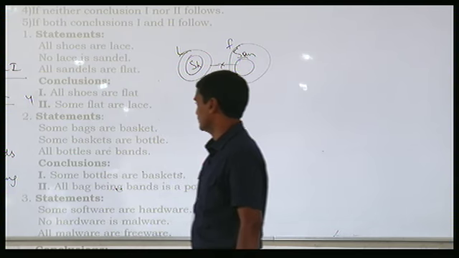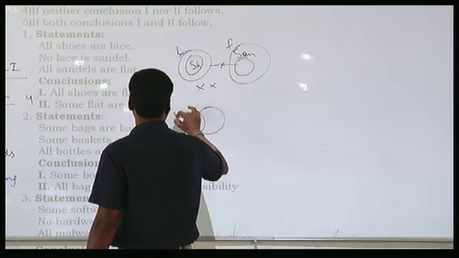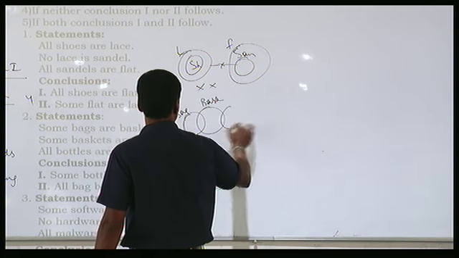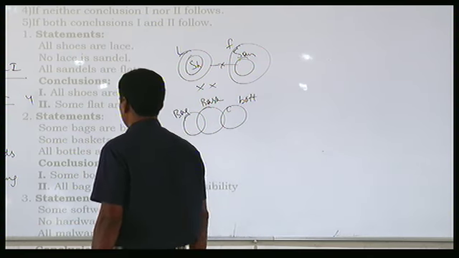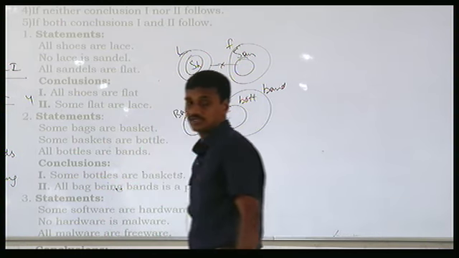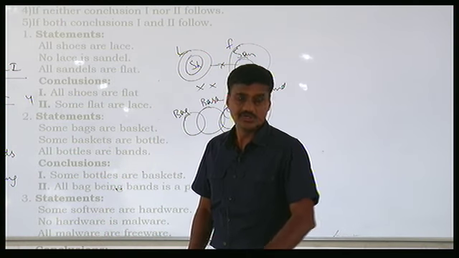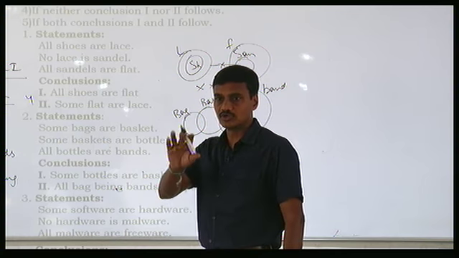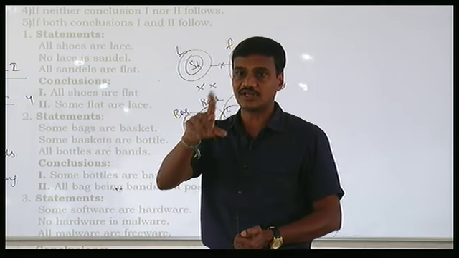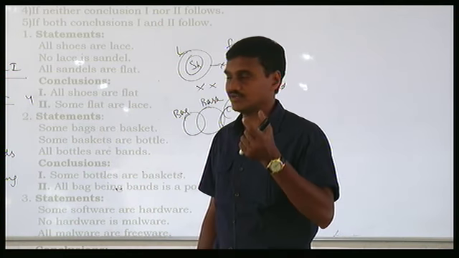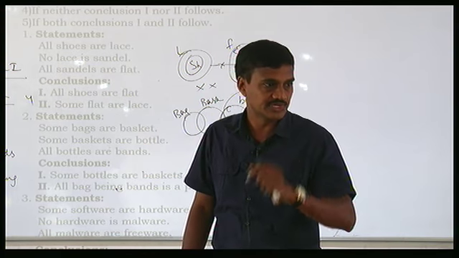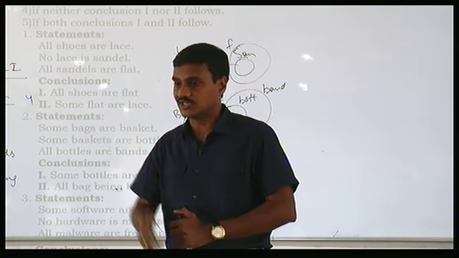Okay? Then second one, some bags are baskets, some baskets are bottles, all bottles are banned. Now, sir, if you observe here, all the statements are what? Affirmative. As all the statements are affirmative, no negative conclusion can be drawn. If at all a negative conclusion is given, it can be made false while drawing the alternate diagram, isn't it? Hence, whenever all the statements are affirmative, a negative conclusion cannot be drawn. If at all a negative conclusion has been given, we can make it false by proving the alternate diagram.